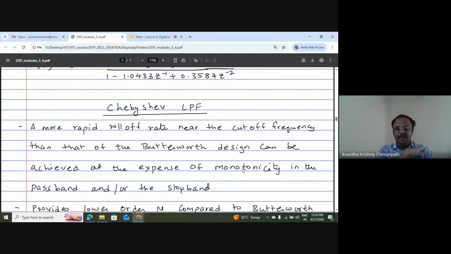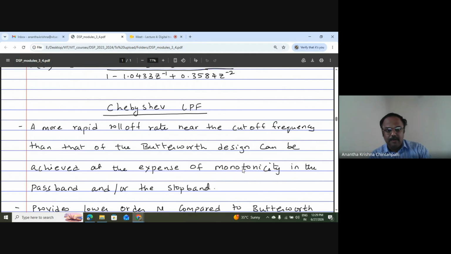Now, if you have a monotonically decreasing function in the pass band, but you have ripples in the stop band, then it is called a Chebyshev type 2 filter. There is another filter called an elliptic filter, where the roll-off rate would be a lot faster compared to the other filters near the cutoff frequency, wherein you can have ripples both in the pass band as well as in the stop band region.